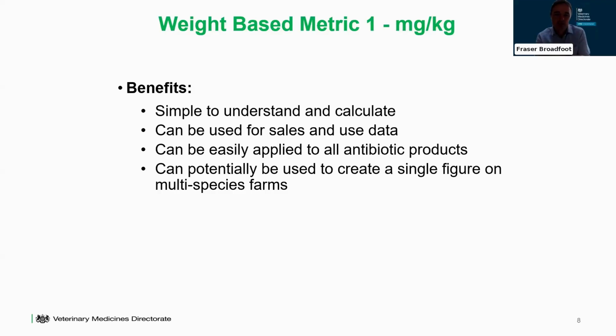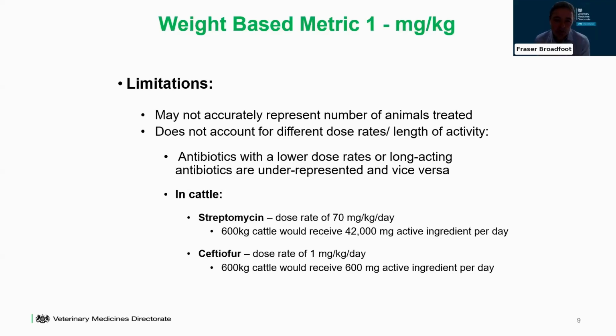But there are some disadvantages of milligrams per kilogram. One disadvantage is that in terms of the AMR risk, it doesn't necessarily accurately represent the number of animals treated, because we're talking about the poultry example, if you're giving antibiotics to chicks, then obviously the chicks are tiny, but you could actually be giving antibiotics to a lot of chicks, but it wouldn't reflect on the milligram per kilogram, because the amount of active ingredient you're giving is so small. So that's one limitation of any kind of weight-based metric, any metric that's based on weight of antibiotic.